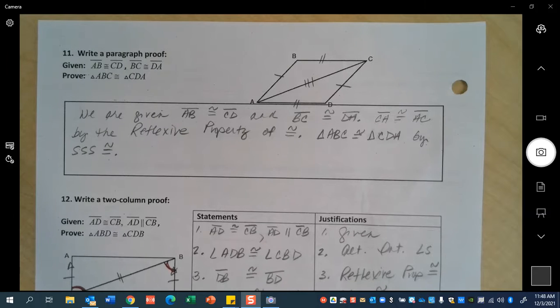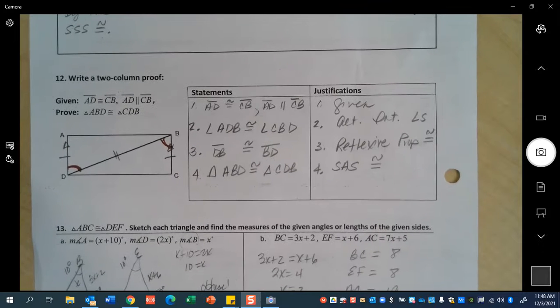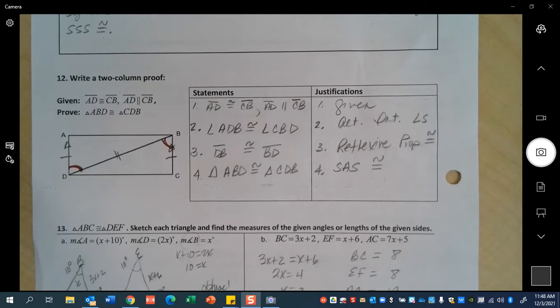All right, write a two-column proof. Here we go. Write your given. Everybody who left those proofs blank, whenever you're curious, start off with your given. Write down what you know. And talk to your diagram. This diagram came to you blank. You fill in the information.